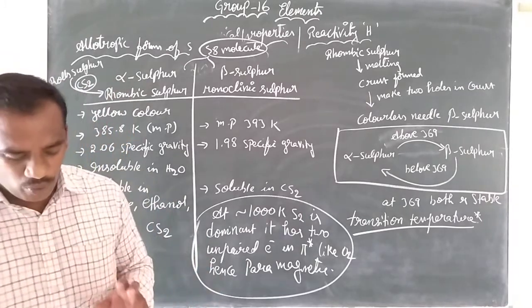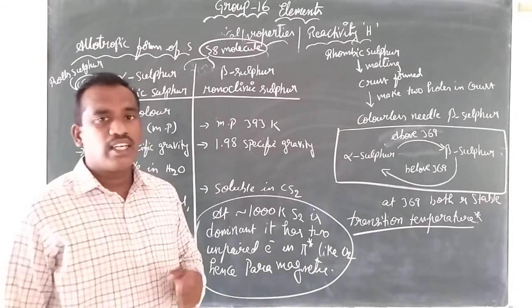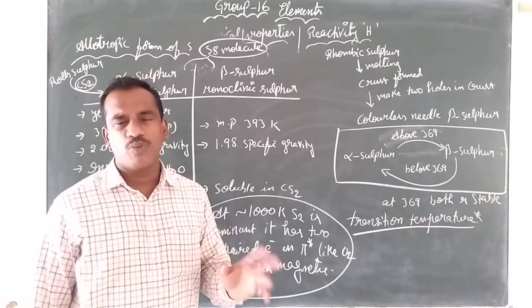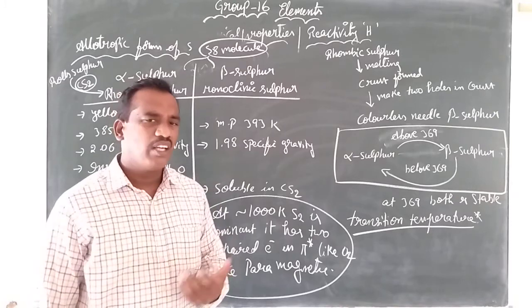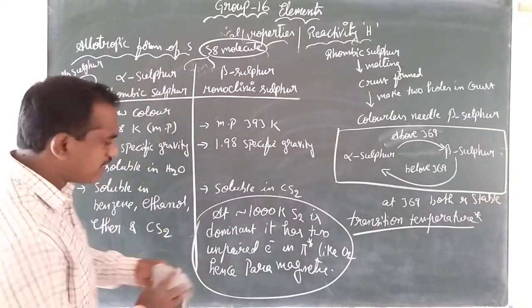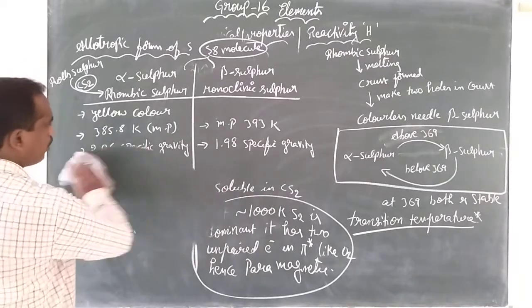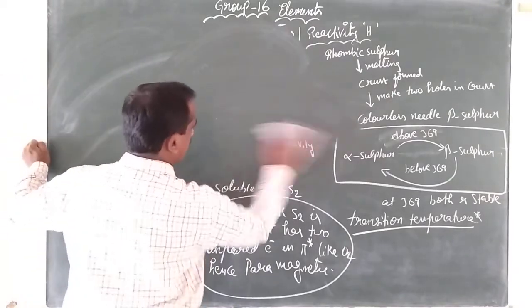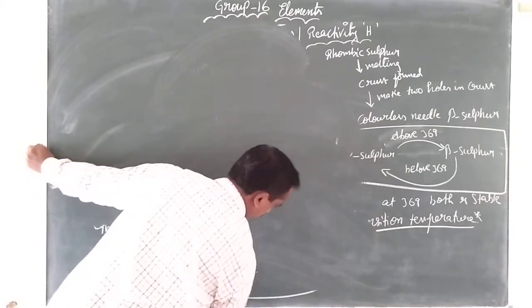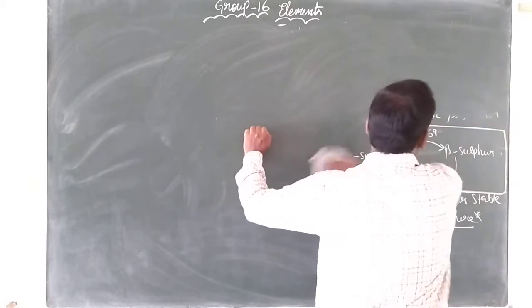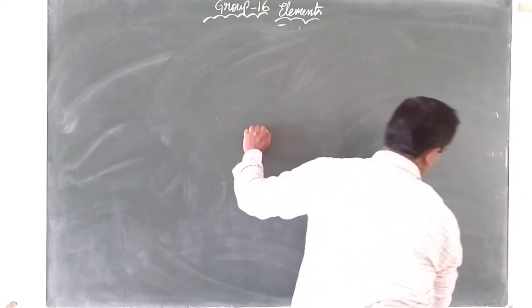Now let us see about sulfur dioxide. See children, for sulfur dioxide please read through the textbook. We had a lot of preparations in the textbook, so please read the sulfur dioxide preparations from the textbook. Let us highlight only the important points regarding sulfur dioxide. Then we will go with the oxoacids of sulfur.